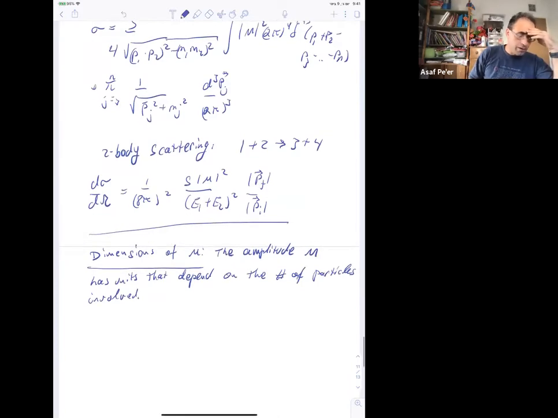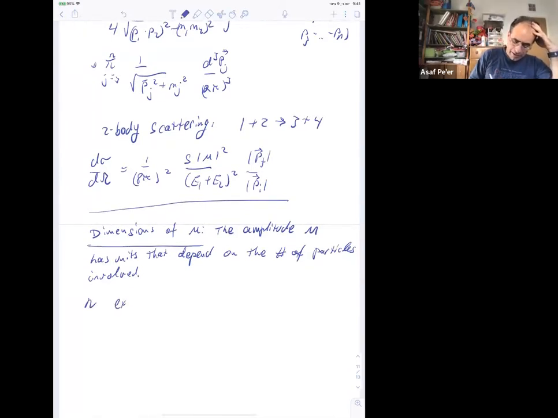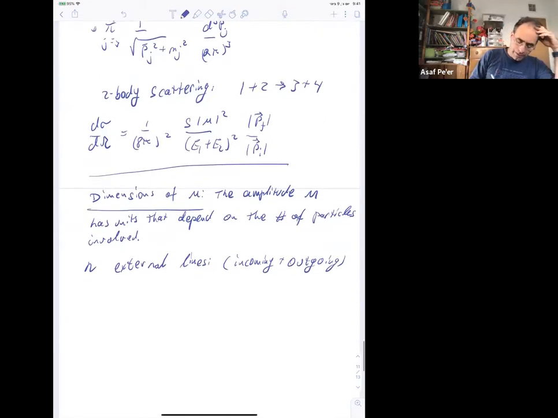Really, it's the number of external lines, incoming plus outgoing. So if you have n external lines, incoming plus outgoing, then the dimensions of M are those of momentum raised to the power 4 minus n. Momentum has the same dimension as mass, so M has dimension of momentum to the power 4 minus n.